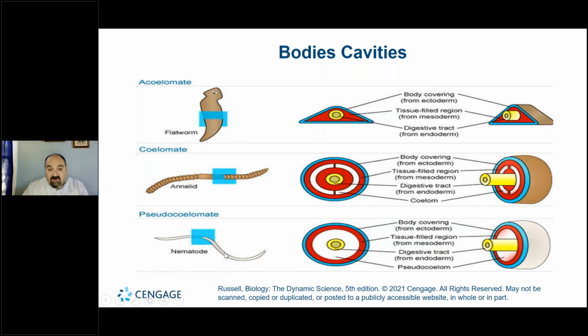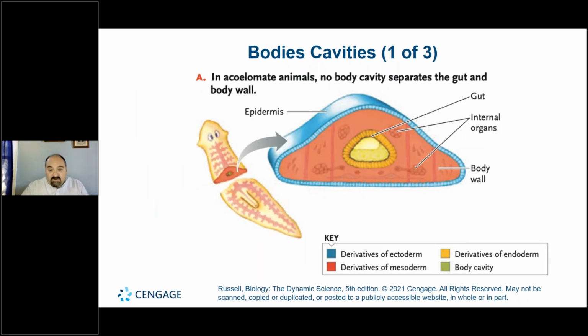You'll see here as far as the pseudocoelomates and the acoelomates, these can be parasitic type organisms, whether very tiny and microscopic, or you can actually see them with the naked eye, but different as far as the cavities present within. And here you're seeing a breakdown showing acoelomate animals, no body cavities, which separates the gut and the body wall. That's a flatworm represented.